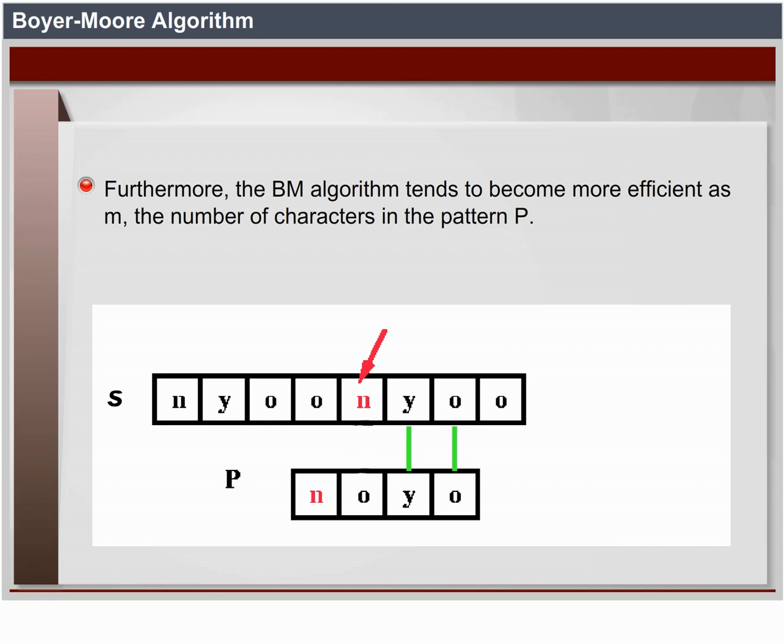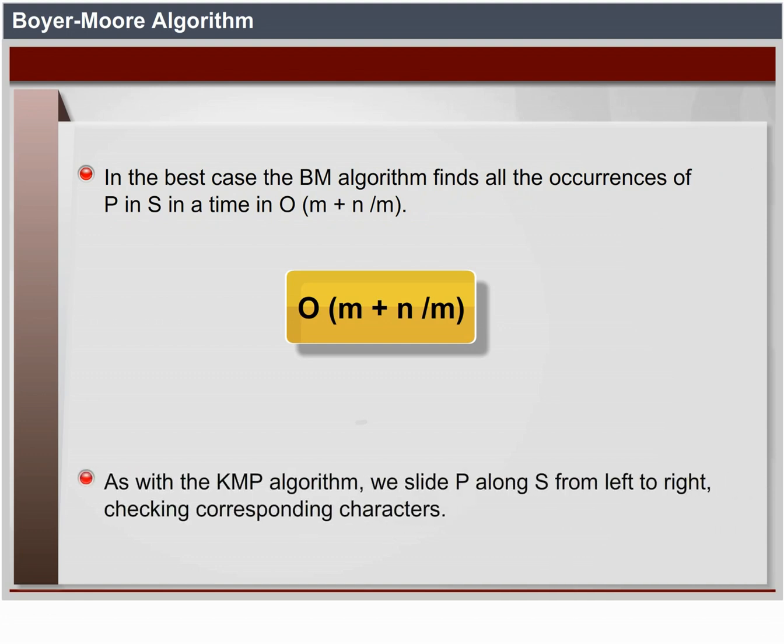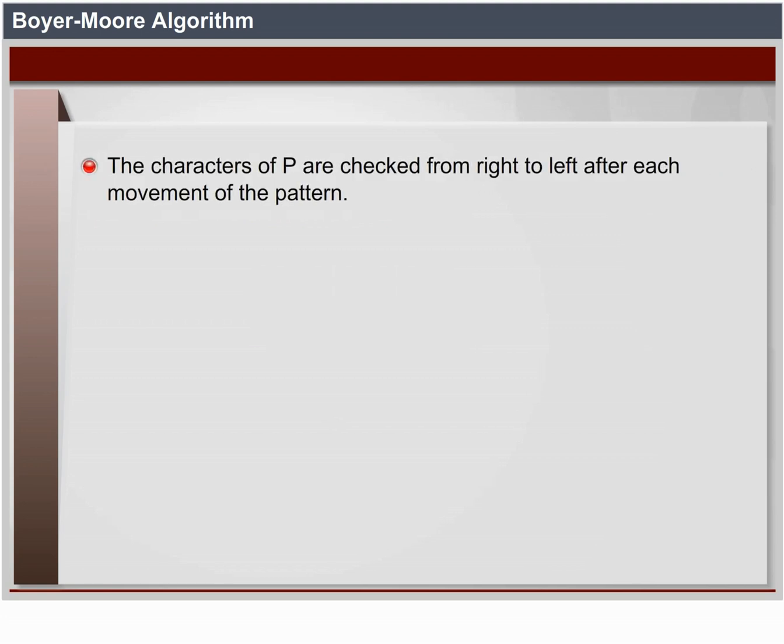Furthermore, the BM algorithm tends to become more efficient as m, the number of characters in the pattern P, increases. In the best case, the BM algorithm finds all the occurrences of P in S in a time in big O of m plus n by m. As with the KMP algorithm, we slide P along S from left to right, checking corresponding characters. The characters of P are checked from right to left after each movement of the pattern.